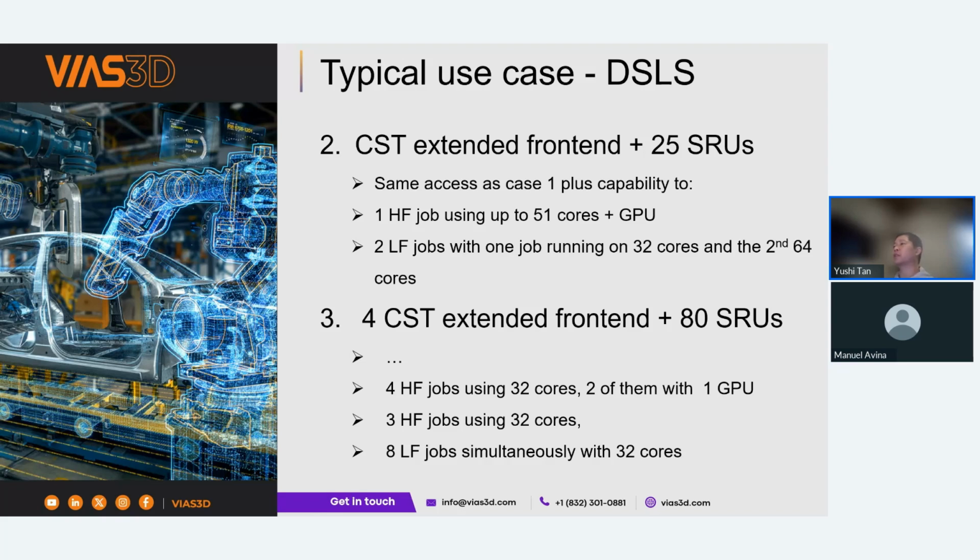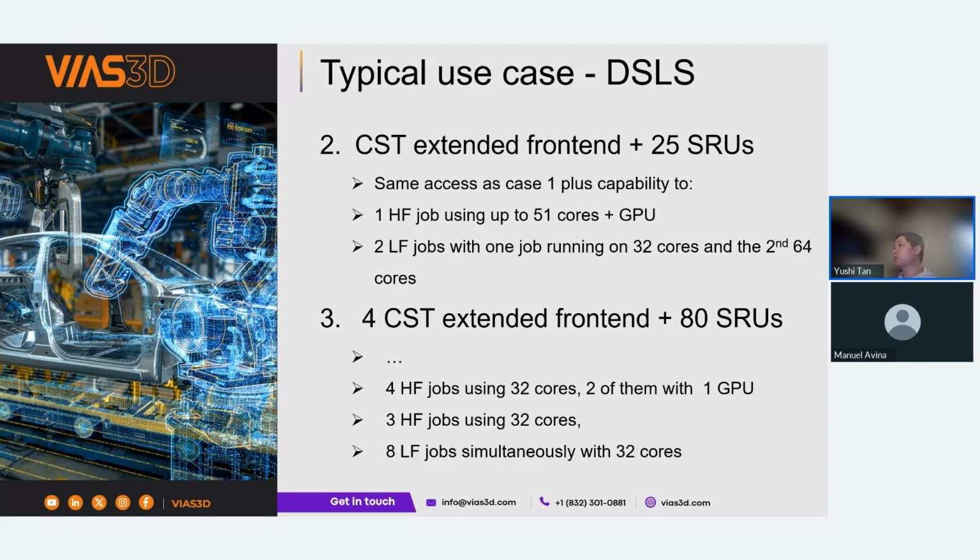But you do have access to 1 GPU to speed up the simulation. Now, using the same 25 SRU tokens, you can run 2 low-frequency jobs, right? So if you're working with sensors, you'll be able to get 2 of these jobs running at the same time. And of course, using your hardware, right?